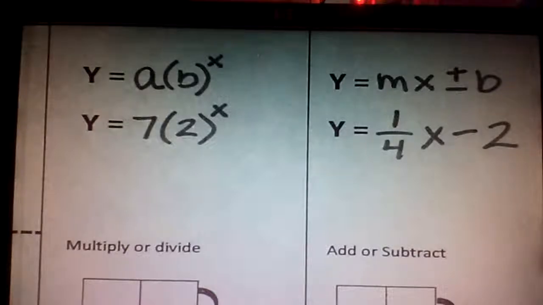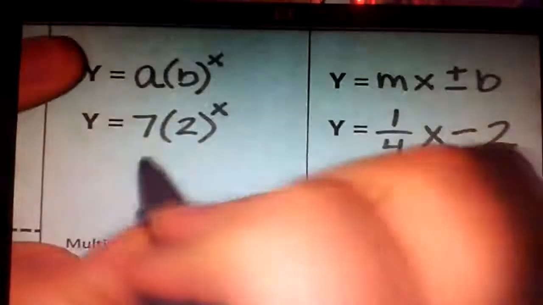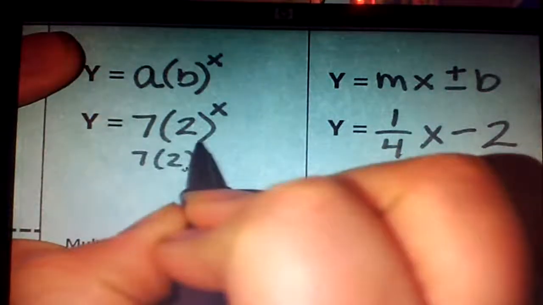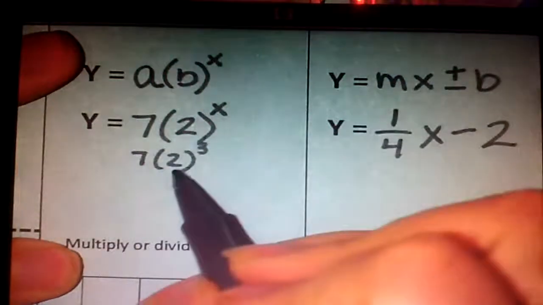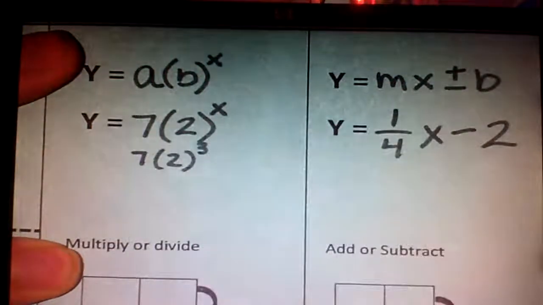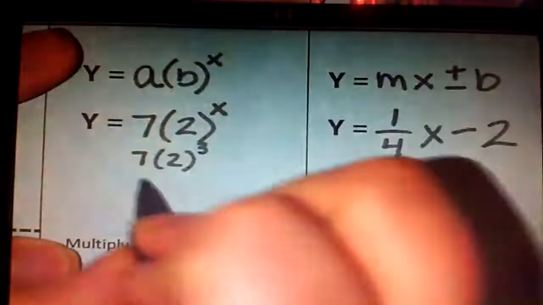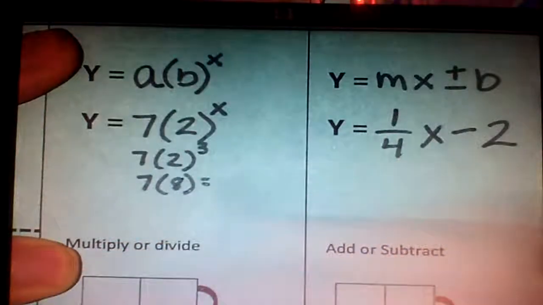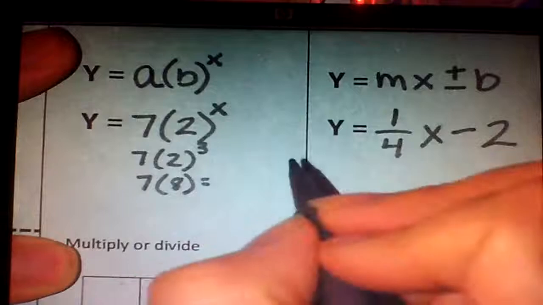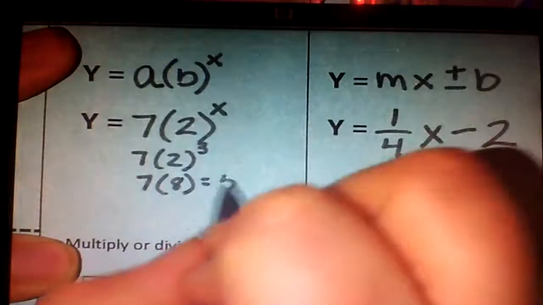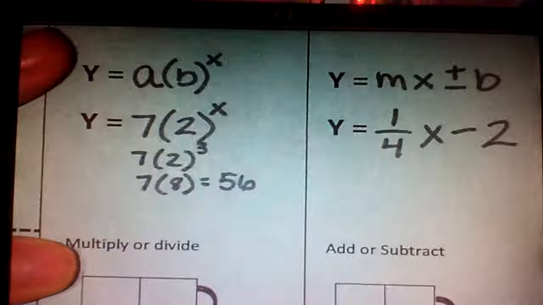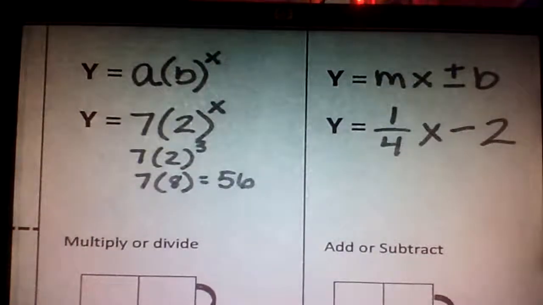Wait, how? 7 times 7 or 7 times 2? So if they told you that X was 3, you would plug it in like this, raised to the third. Remember, order of operations tells you 2 to the third first. So 2 times 2 times 2, which is 8. So then you'd have 7 times 8, which is 56. 7 times 7 is 49. So that's how you would solve it.